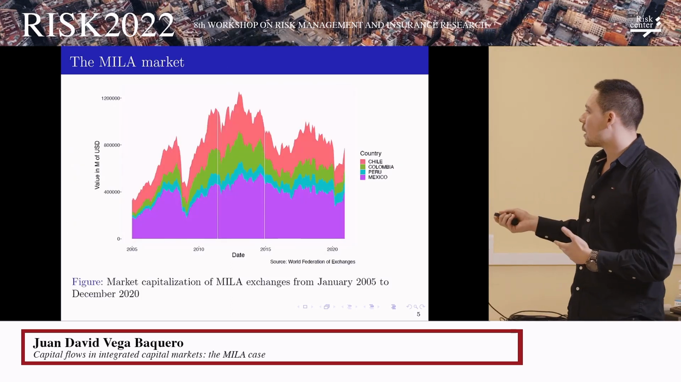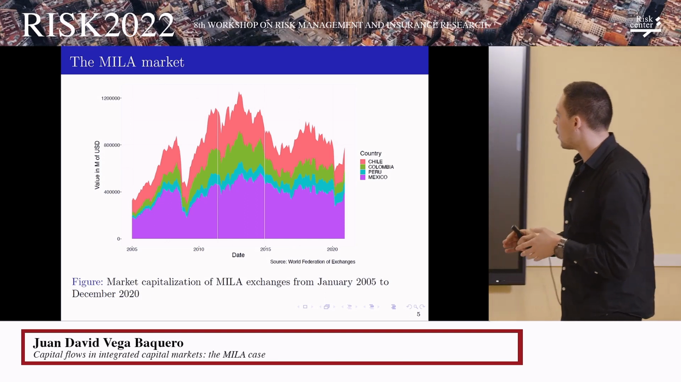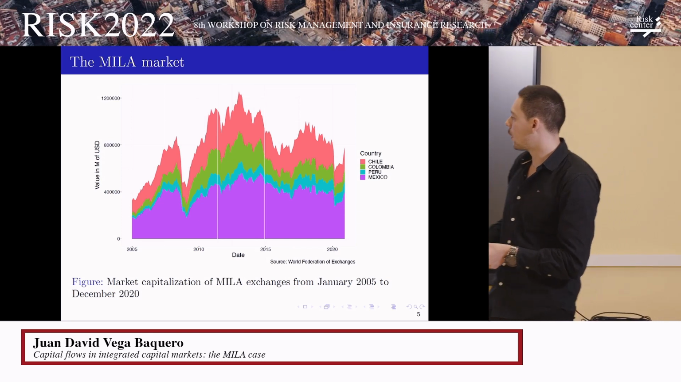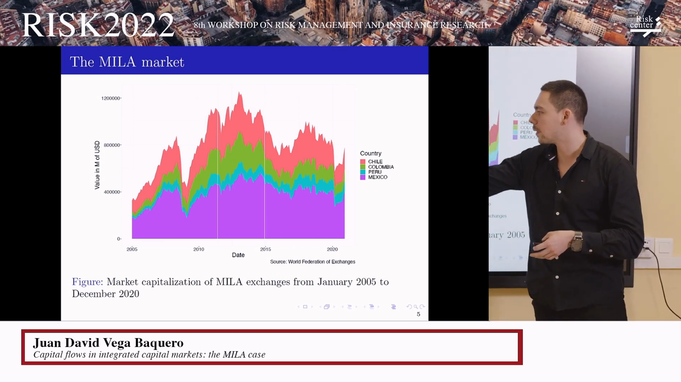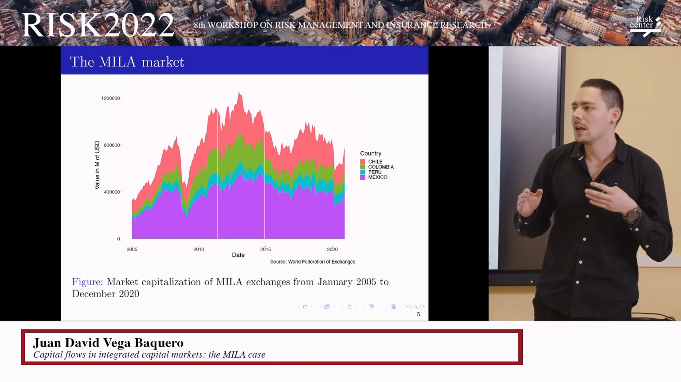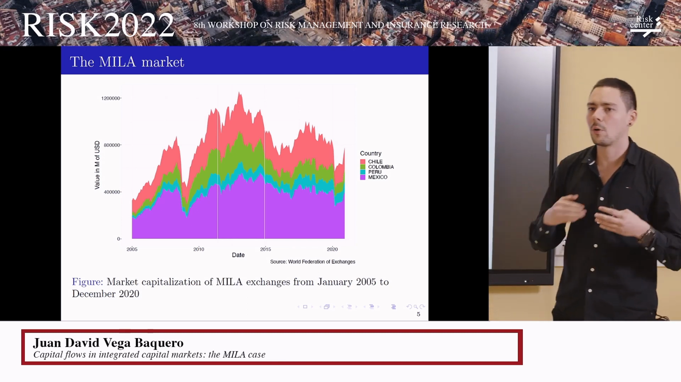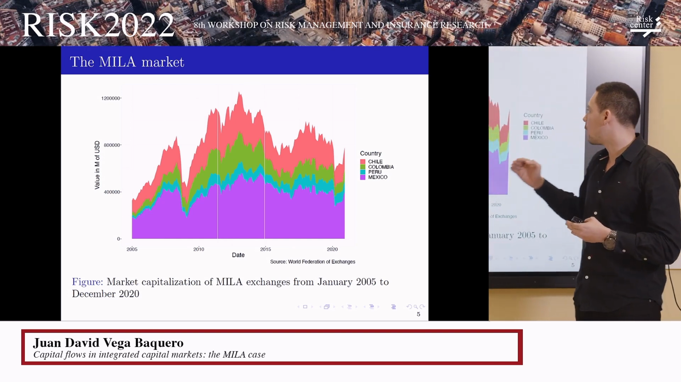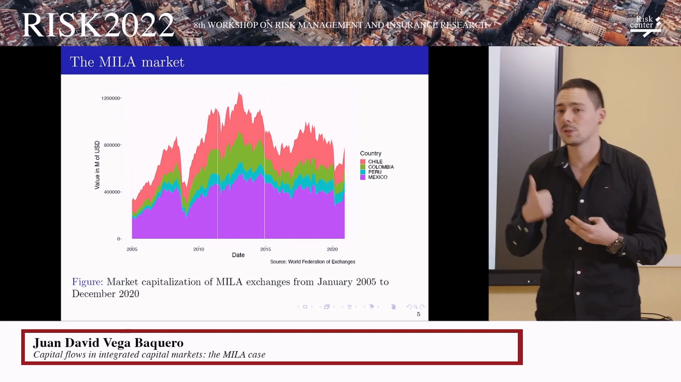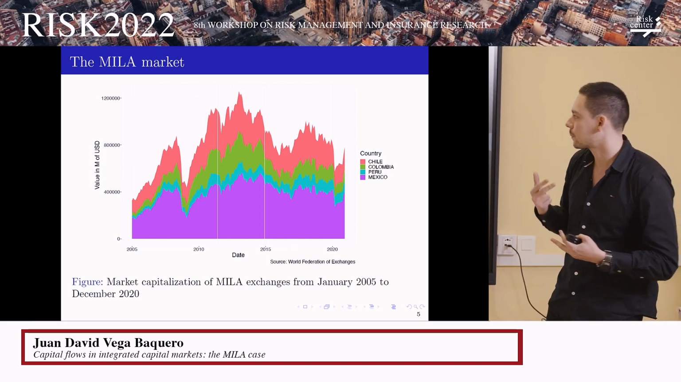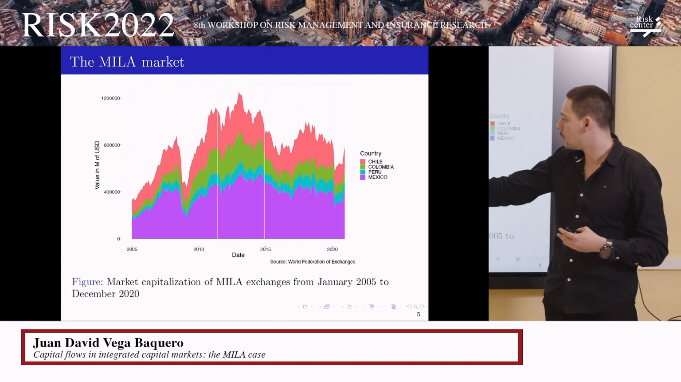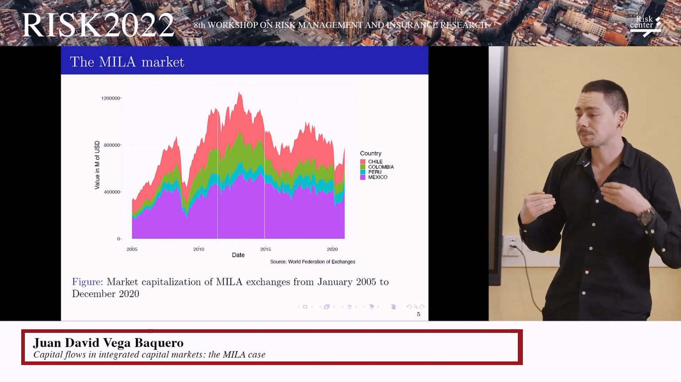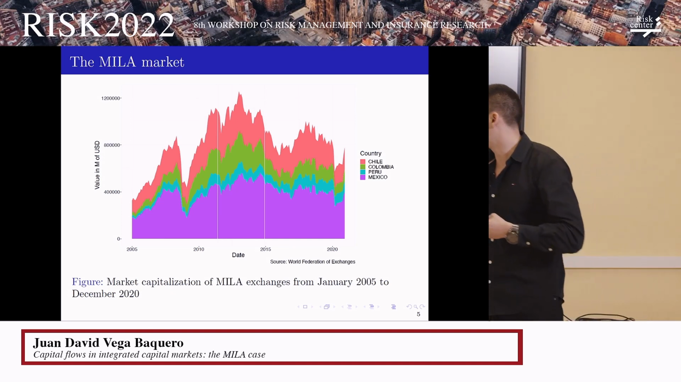So this is a graph of the MILA market. What you see here is the market capitalization of the four markets. I don't know if maybe you can see the white line. The first part on the left is when all the markets were operating separately. Then in June 2011, we got the union of the first three markets, which were Chile, Colombia, and Peru. And finally, in December 2014, which is the second white line that you can see here, it was the moment of the union with Mexico. So this is the current situation of the MILA.